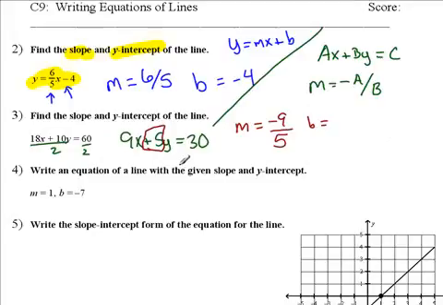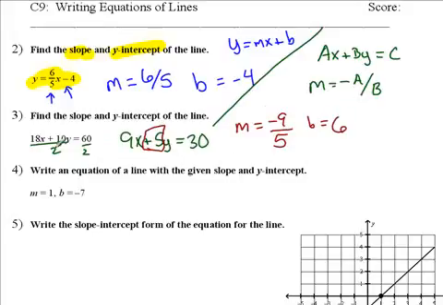The intercept is a point where x is 0. So if x is 0, this whole chunk would 0 out. So 5 times y would equal 30. What would y have to be for that to be true? 5 times what is 30? 6. So b would have to be 6. And now we're done with number 3.